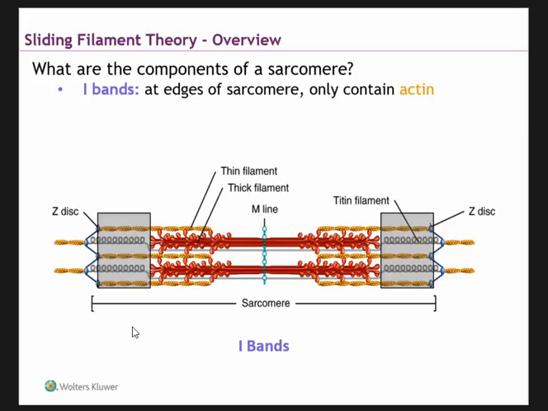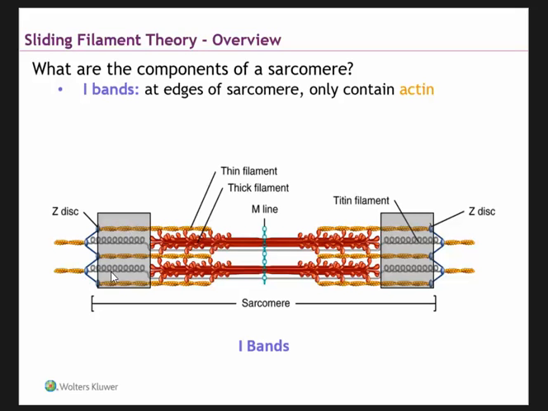Investigators noticed that the I band changed its length along with the sarcomere. So when the sarcomere shortened, so did the I bands. Because actin is tethered to structures located at the lateral ends of each sarcomere, those Z lines, any shortening of the sarcomere resulted in shortening of the I bands.